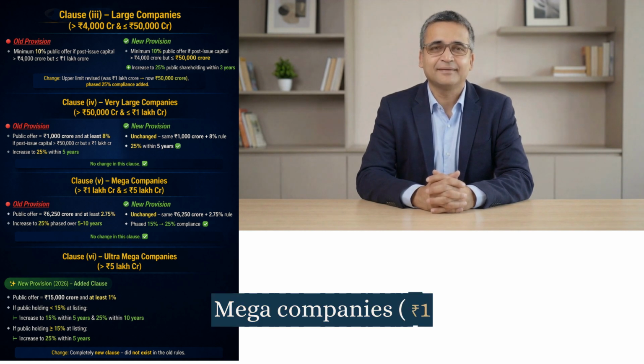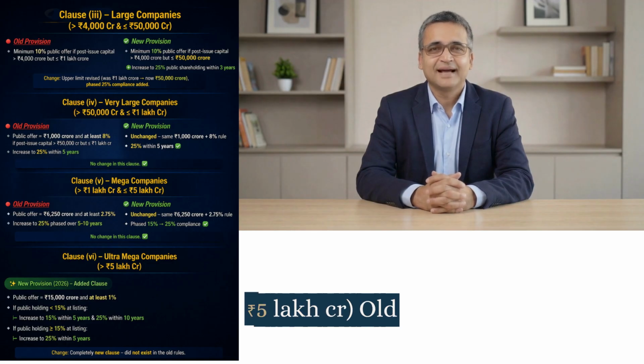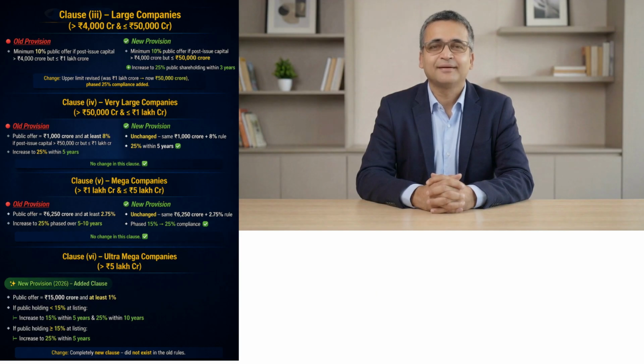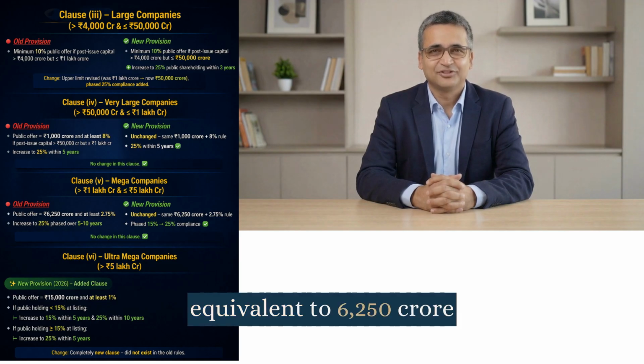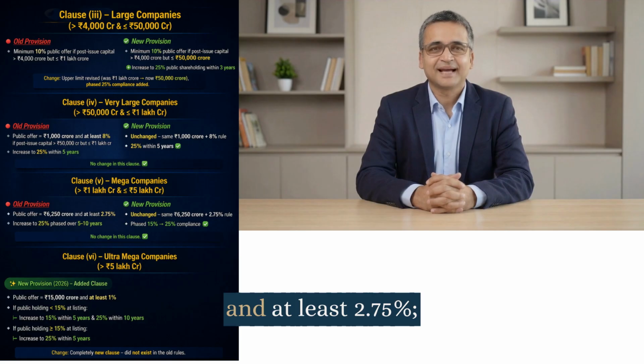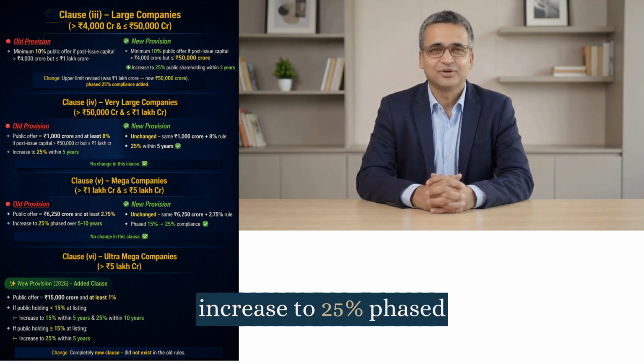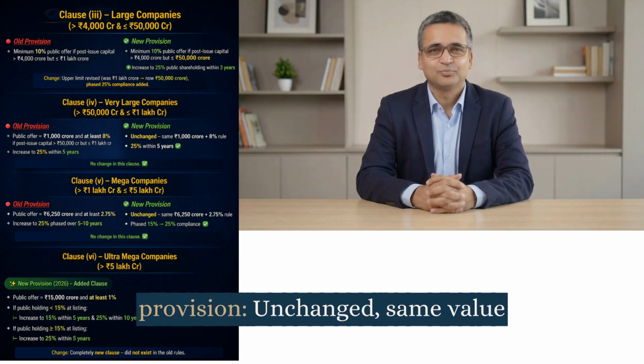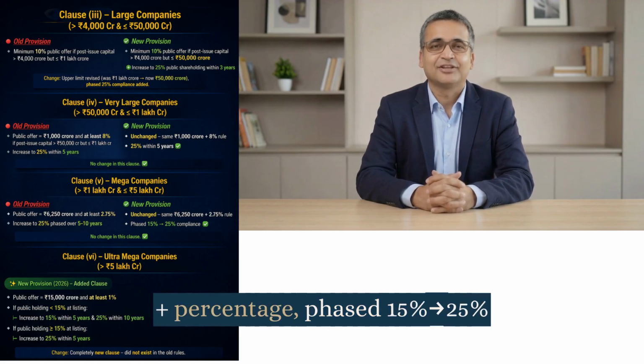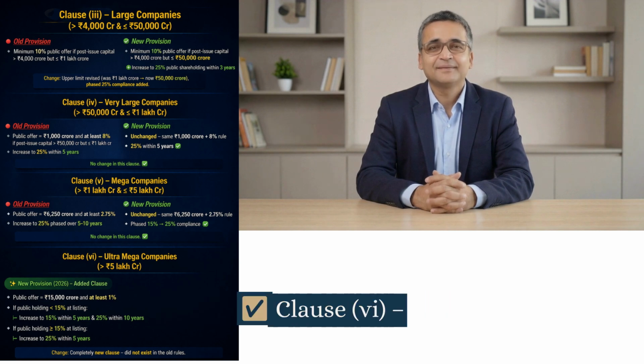Clause 5. Mega companies, 1 lakh crore rupees and lesser, up to 5 lakh crore. Old provision: equivalent to 6,250 crore and at least 2.75%. Increased to 25% phased over 5 to 10 years. New provision: unchanged, same value plus percentage, phased 15%, 25% compliance.